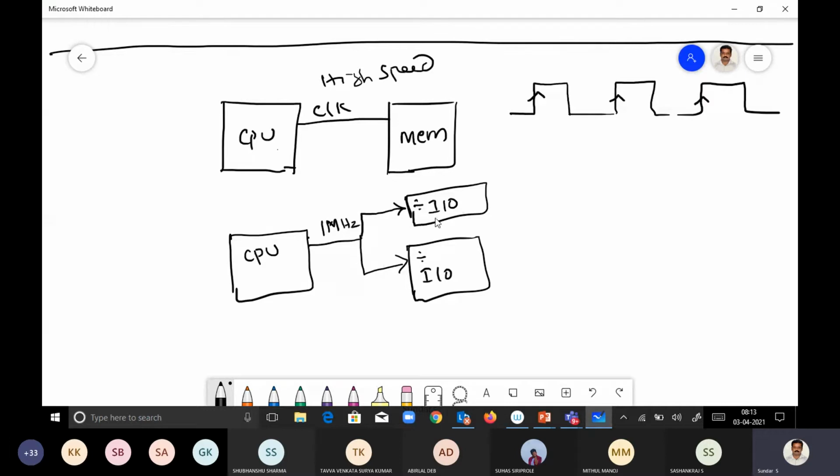So they have their own clock. The IO devices have their own clock, and accordingly the data transfer will take place, not this high-speed clock. This is what is called asynchronous mode. In asynchronous mode, we don't have a common clock. We have different clock speeds on different IO devices. Sometimes the IO devices may not use a clock at all. This is called asynchronous. Is this point clear?